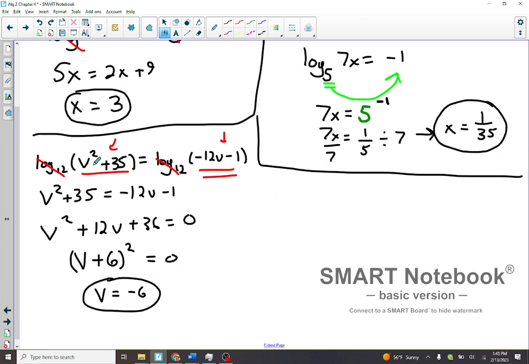Okay. So in this case, I'm going to plug it into the first one. The first is negative 6 squared plus 35. Negative 6 squared is 36. 36 plus 35 is 71. That's positive. We check the second one: negative 12 times negative 6 minus 1, which is positive 72 minus 1, which is 71. Both of them are positive. It's okay, so this is a check. Same answer as well, just because this is a simple one where the logs were the same on both sides.